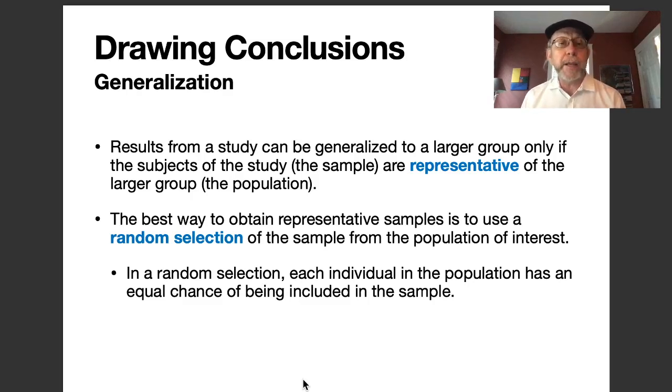The best way to obtain representative samples is to use what's called a random selection of the sample from the population of interest. Now, we'll talk a lot more about this. Sometimes that's easy to do, sometimes that's hard to do. But the essential idea is that in a random selection, each individual in the population has an equal chance of being included in the sample. And for that reason, there is no reason to expect that any one group would be overrepresented or underrepresented in the sample. And that would be a representative sample.